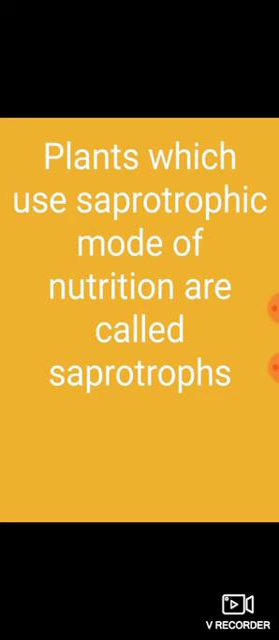Plants which use the saprotrophic mode of nutrition are called saprotrophs. During the rainy season, they spoil many things. The fungal spores are generally present in the air. When they land on wet and warm things, they germinate and grow. When they get a suitable area for growing, they fall there and start growing.